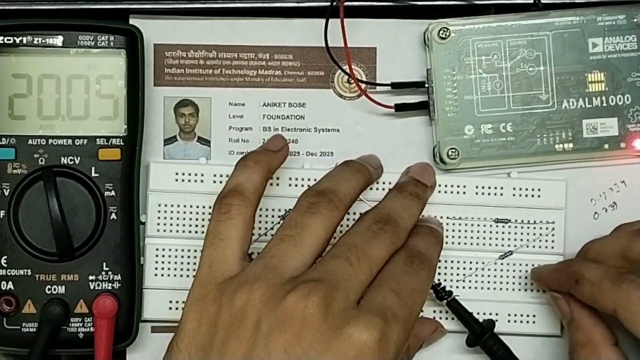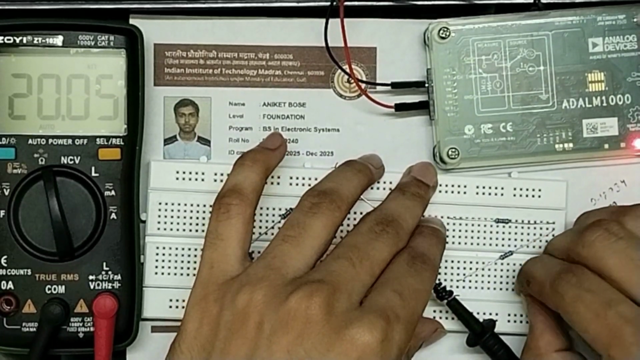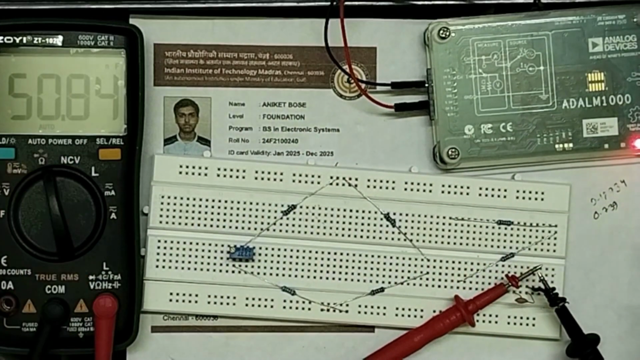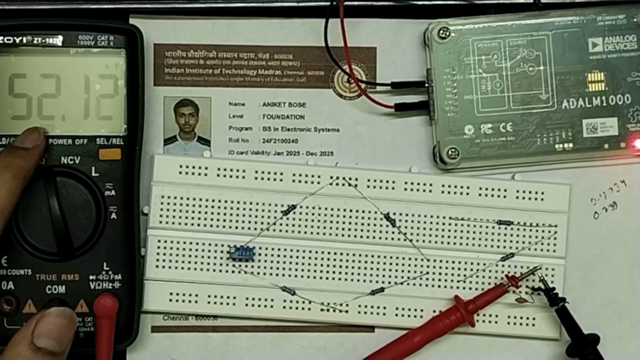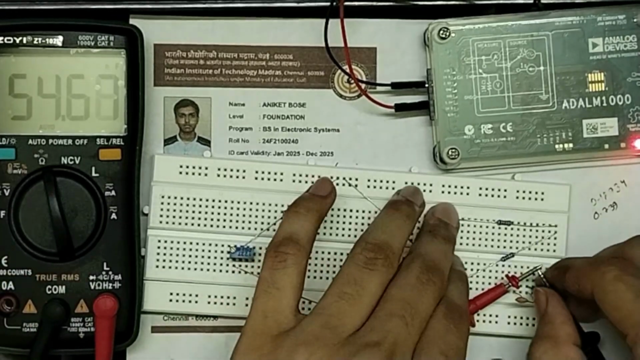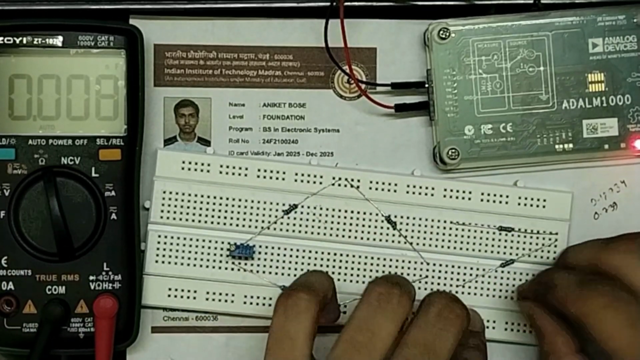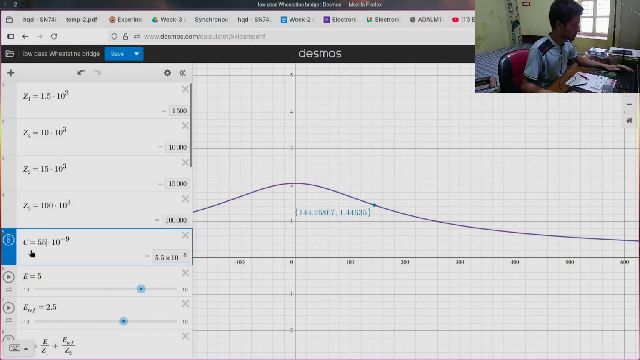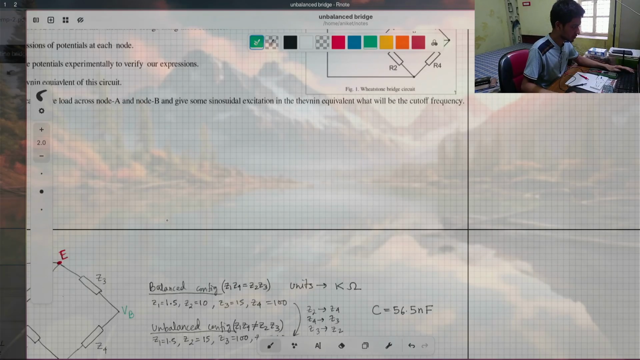In the breadboard, the value of the capacitor reduces for some reason. So as you can see, this is 50.5. It will go up to 53 or 55 something. Yeah, it's around 55. In the Desmos, I have replaced the value of C with 55 nanofarads.